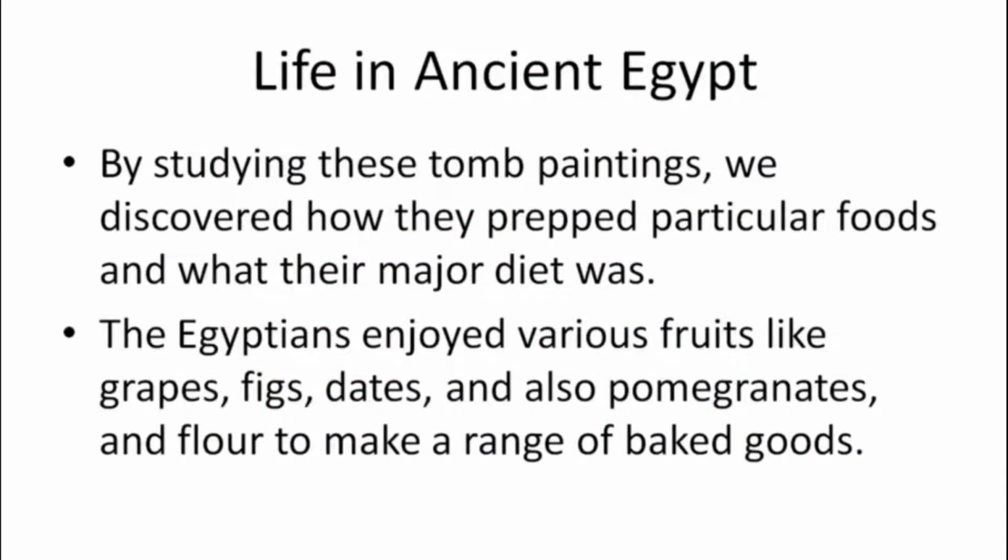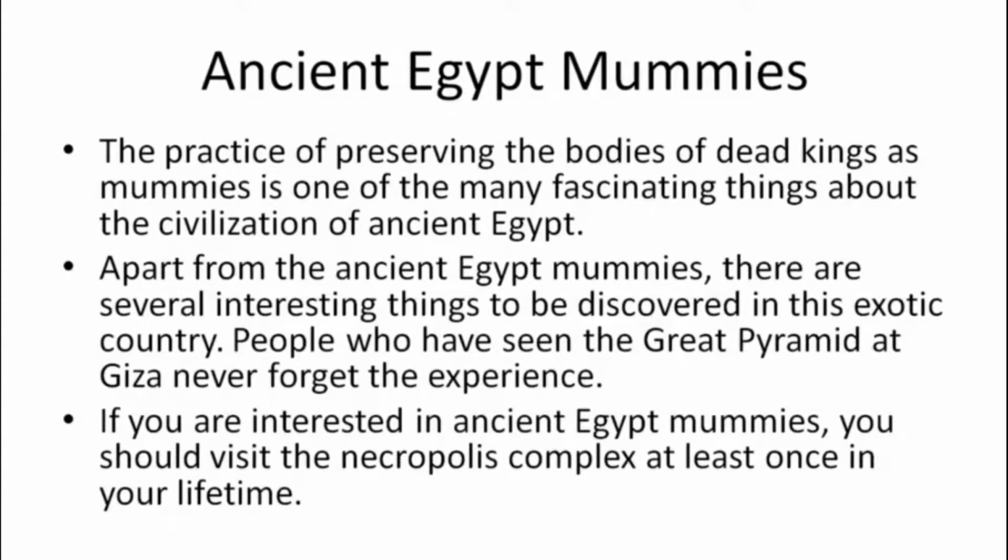Life in ancient Egypt. Now we are moving to a different aspect of Egyptian history, life in ancient Egypt. By studying these tomb paintings, we discovered how they prepped particular foods and what their major diet was. The Egyptians enjoyed various fruits like grapes, figs, dates, and also pomegranates and flour to make a range of baked goods.